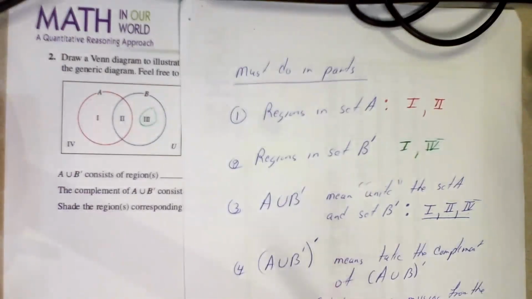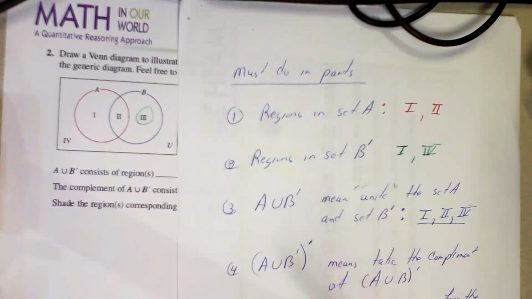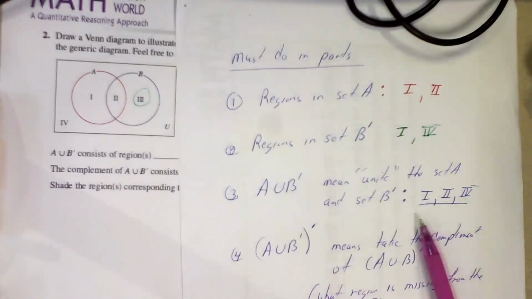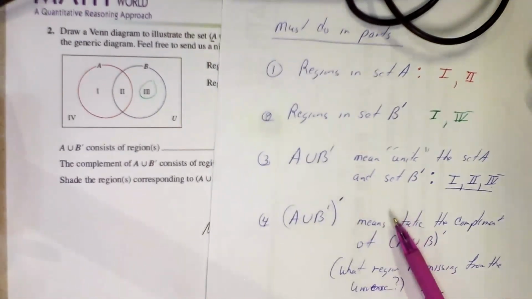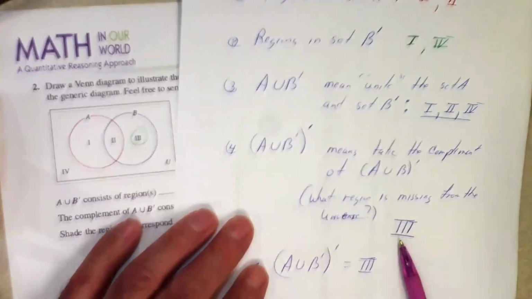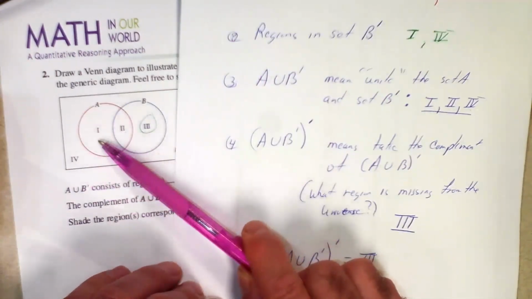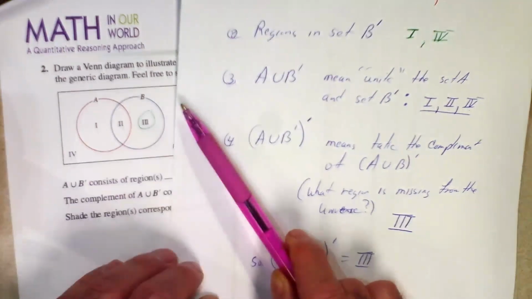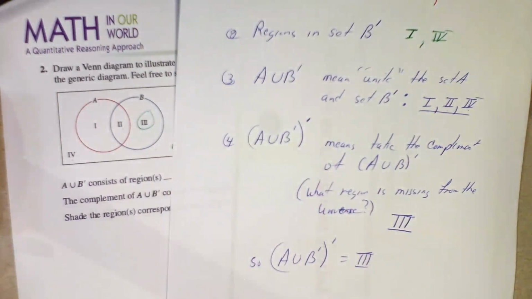Now I got to take the complement of this whole entire thing. Remember, the complement again means what's missing. So I have 1, 2, and 4. The only region I'm missing is number 3. I don't have 3. So that's your answer. In words, we redid the problem again, and it kind of fell into place, right?